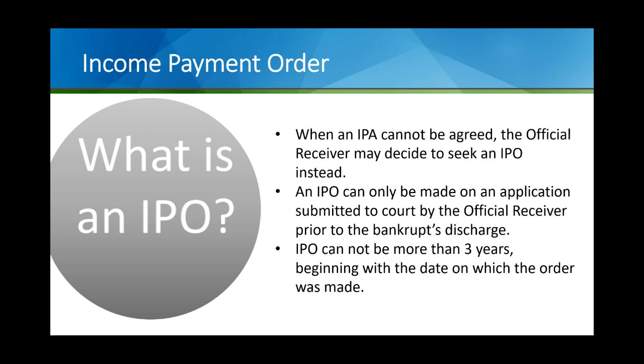So what is an income payment order? When an IPA cannot be agreed, the official receiver may decide to seek an IPO instead. An IPO can only be made and an application submitted to court by the official receiver prior to the bankrupt's discharge. An IPO cannot be more than 3 years, similar to an IPA, beginning with the date on which the order was made.